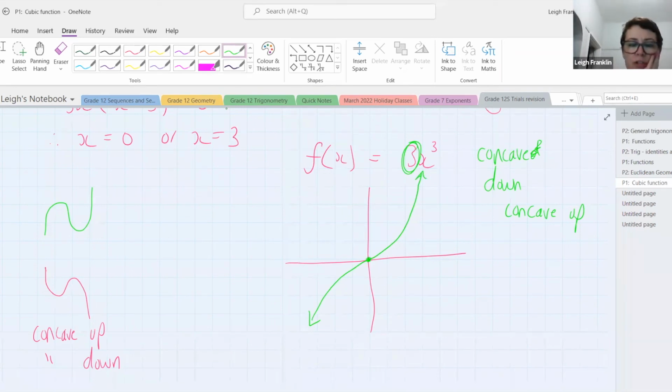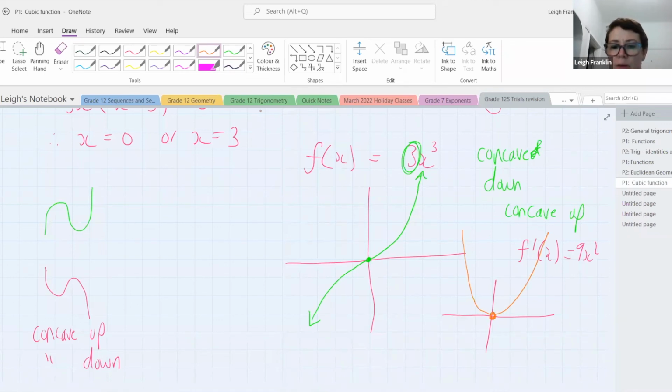So this point over here, this stationary point, is also a point of inflection. As far as the first derivative is concerned, your first derivative is a quadratic function. So that's the graph of f'(x) = 9x². It's a parabola, so it is going to look like that. Here at the origin, that is going to be its turning point. So there we've got a point of inflection, and here we have a turning point.